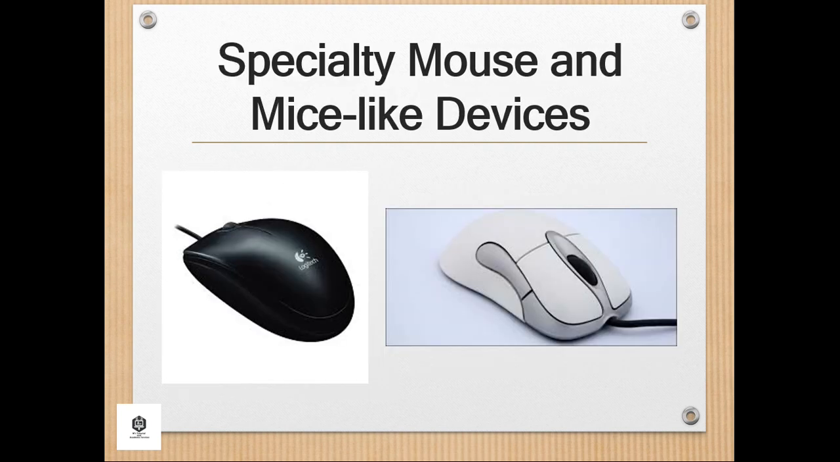Next, specialty mouse and mic-like devices. These types of mouse are mostly used for showing presentations on the screen. But if you are not able to use a proper smooth surface for rolling the mouse, then in that situation an accelerometer is used for converting the motion of your hand in the air into movements of the on-screen pointer.